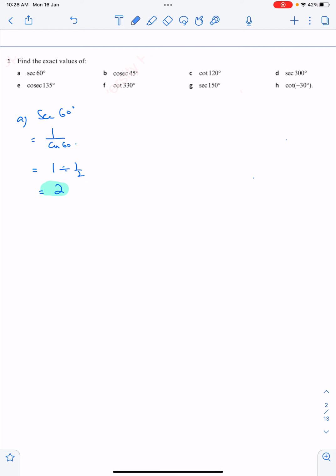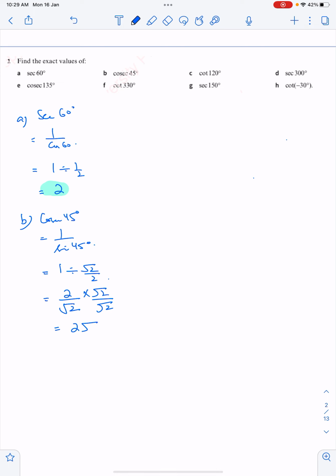Okay, moving on to cosec of 45 degrees. Cosec is the reciprocal of the sine. So, 1 upon sine of 45 degrees. We know sine of 45 is root 2 upon 2. So, 1 divided by root 2 upon 2, which will become 2 divided by root 2. In order to simplify this, we can multiply it by root 2 upon root 2, so that we can rationalize it. So, we get 2 root 2 upon 2, the 2 and 2 get simplified, and the answer is root 2 in this case.